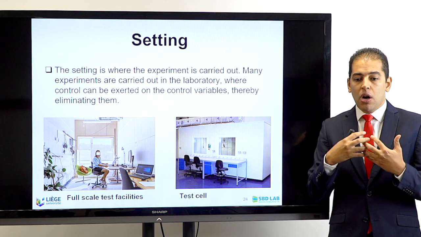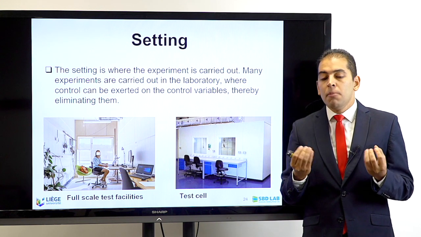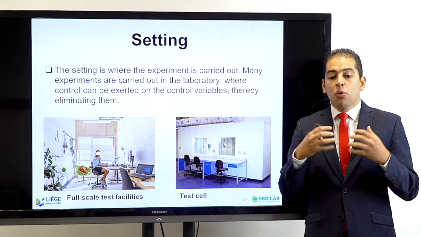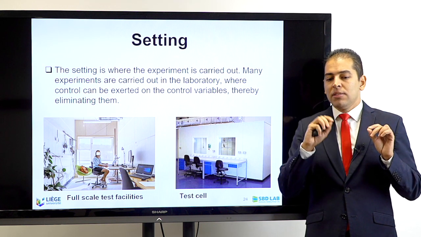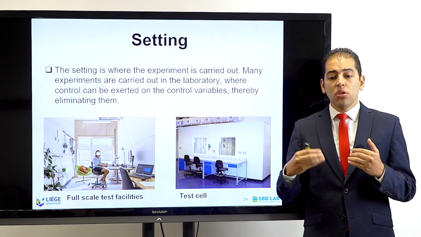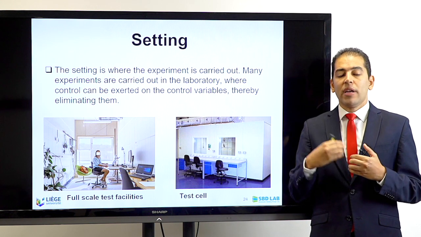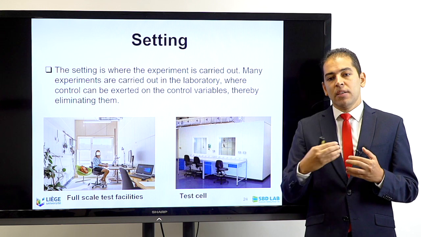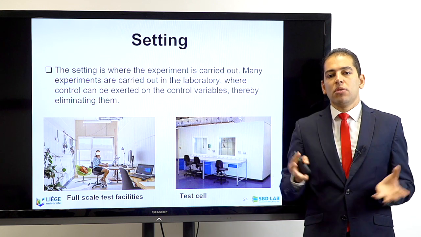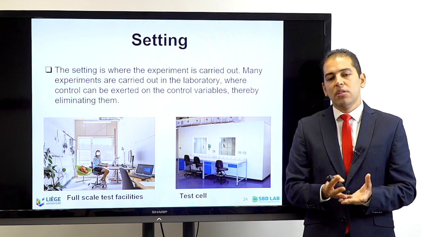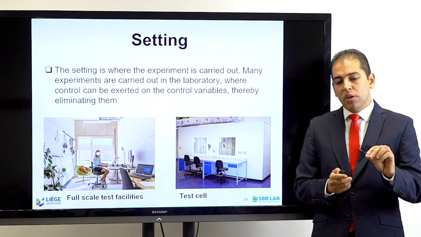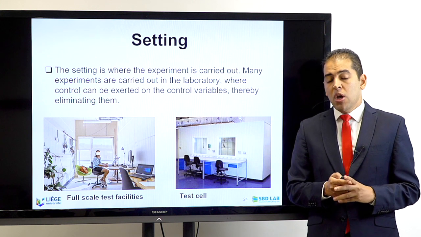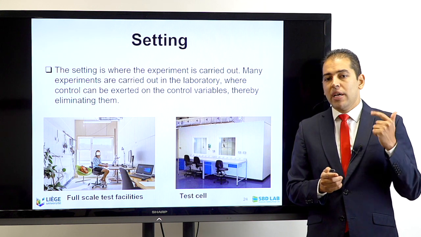Many experiments are carried out in the laboratory. And this is the advantage here, where control can be exerted on the control variables, and thereby eliminating them. So here comes the importance of a lab, to neutralize the external variables and to only focus on the investigated variable. What else beside the subjects and the setting?